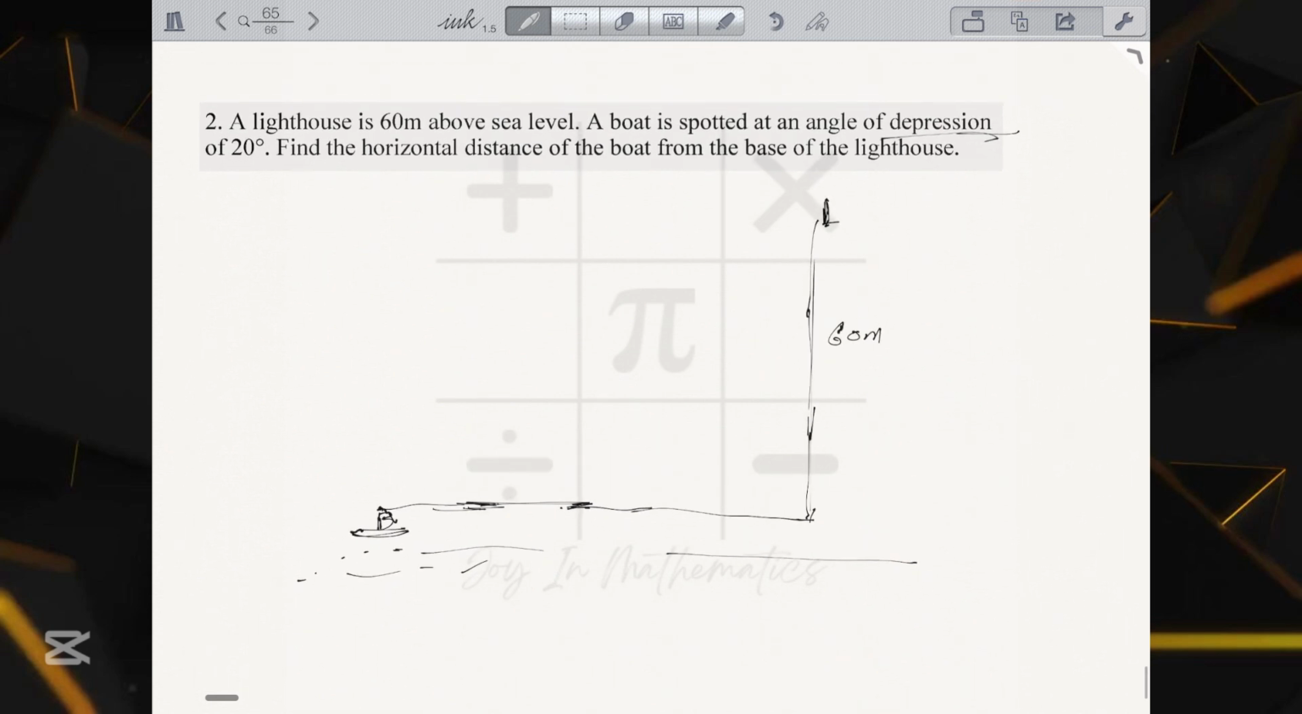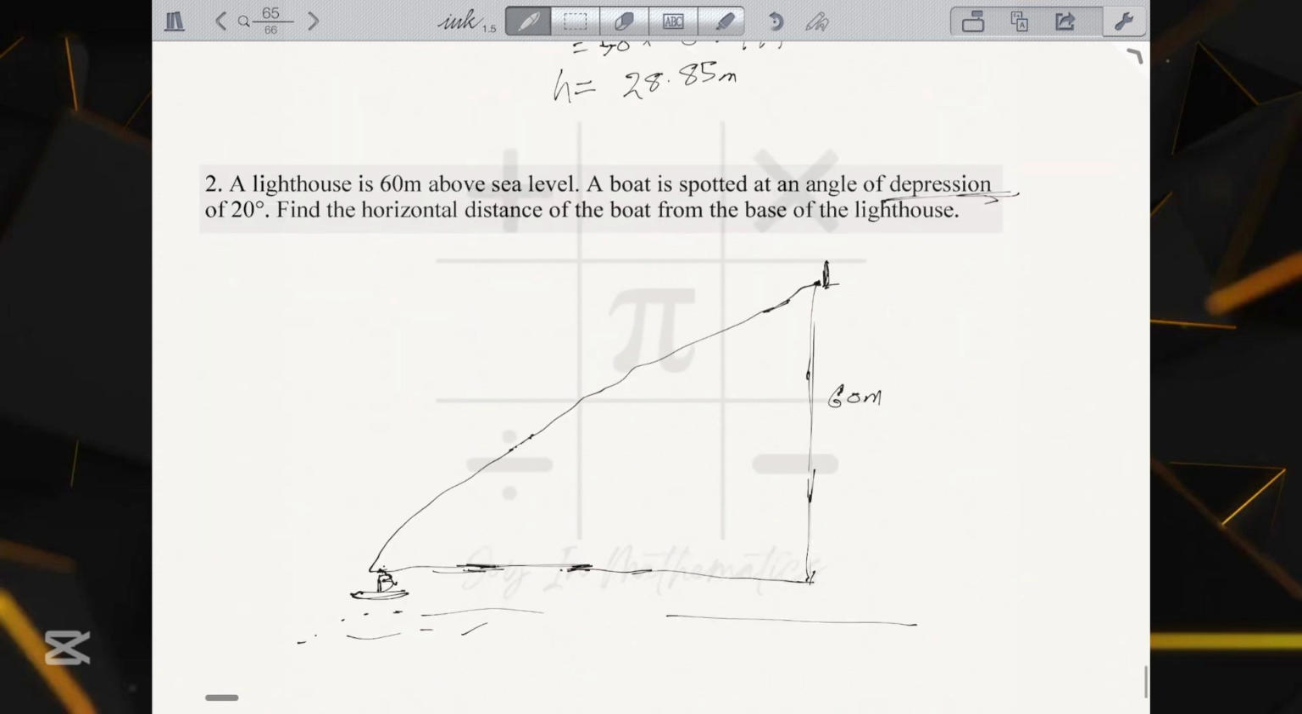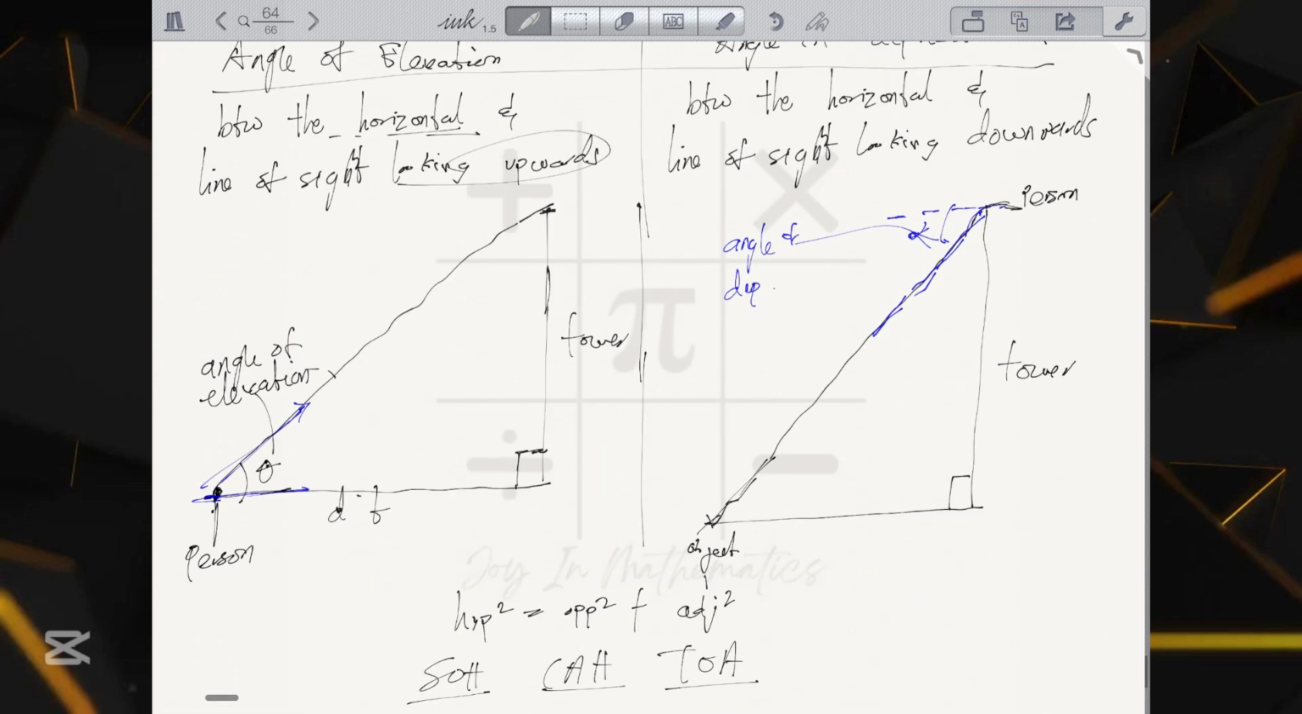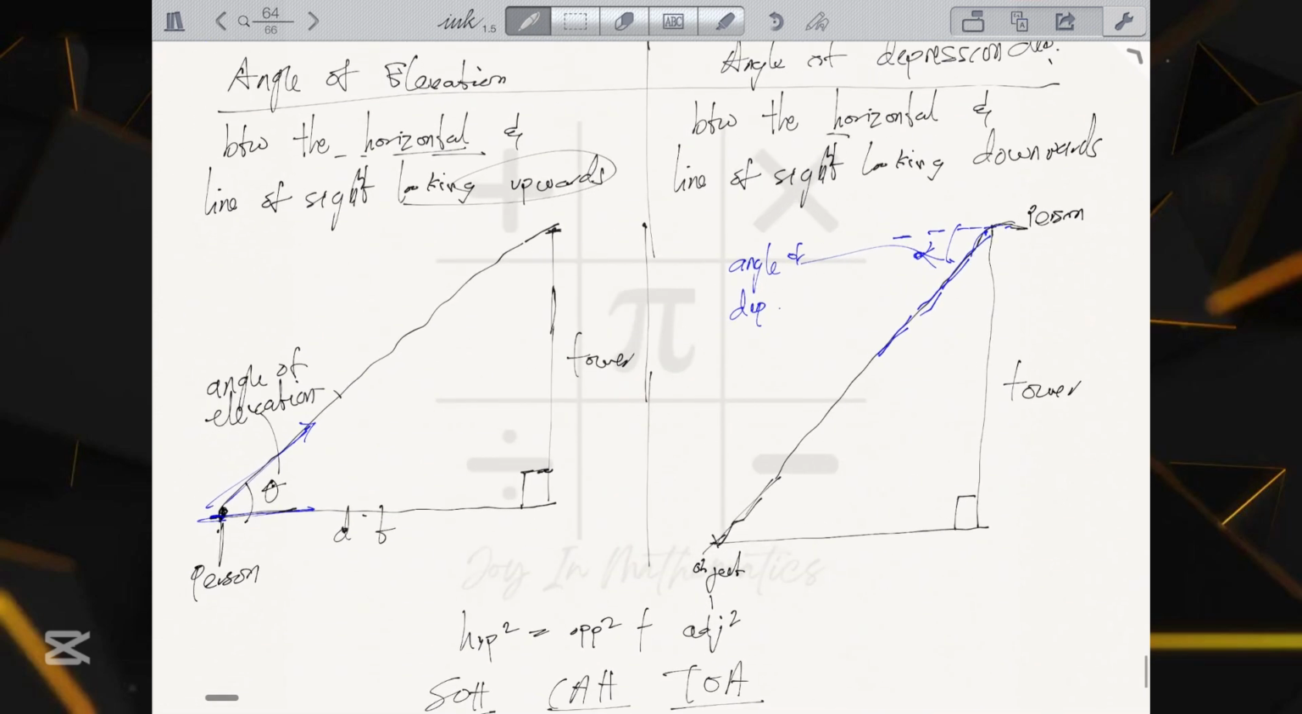Now the boat is spotted at an angle of depression of 20 degrees. So therefore there is a line of sight between the top of the lighthouse and the boat. We are saying that the line of sight is coming downwards to the boat. However, it is an angle of depression. Now let's take a look at the angle of depression diagram here. The angle of depression is between the horizontal line and the line of sight looking downwards.